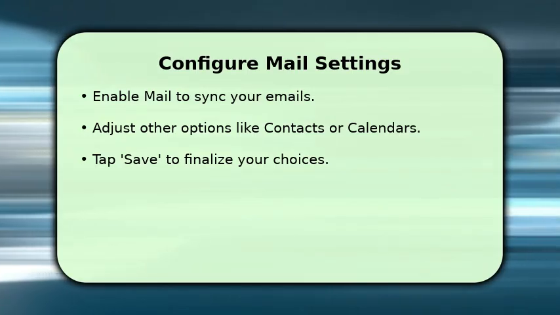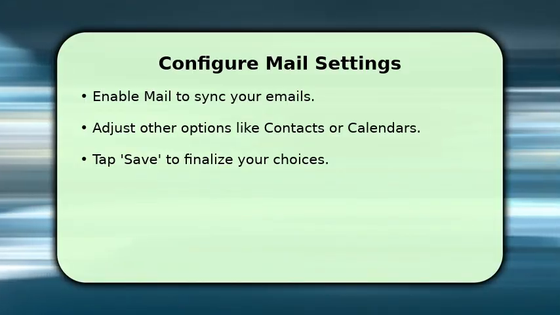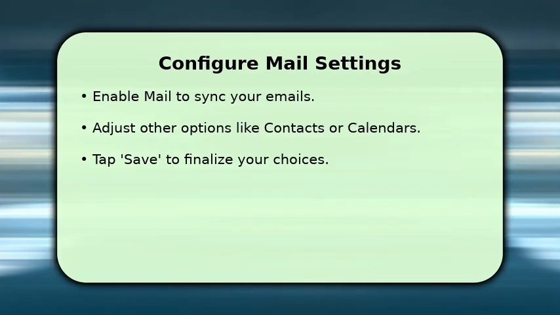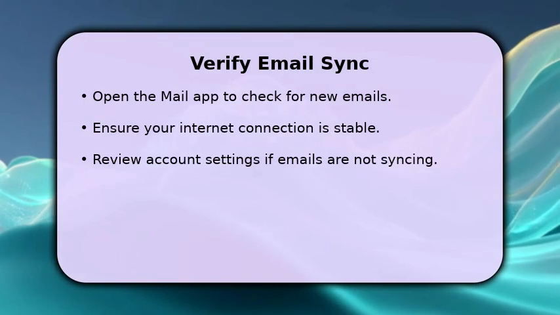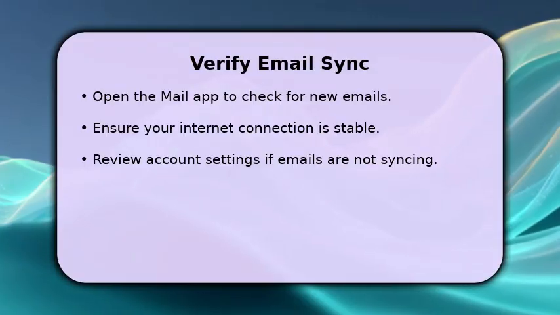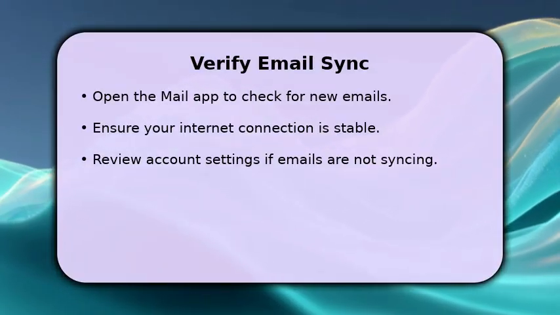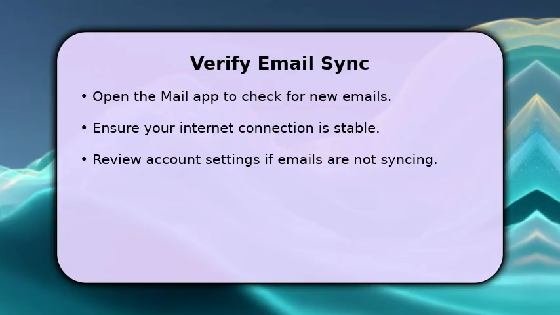After making your selections, tap the Save button, usually located in the top right corner. This will finalize your account setup and begin the syncing process. Now that your account is set up, open your Mail app to confirm that your emails are syncing correctly. You should start seeing new messages appear.